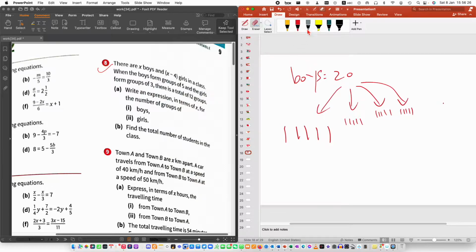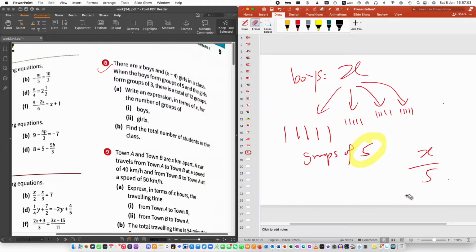How do you get 4? This is called groups of 5. How do you get 4? 20 divided by 5. So that is how you know whether you should take 20 divided by 5, or 5 divided by 20, or 5 times 20. So now I change the 20 to x. Does it make sense?